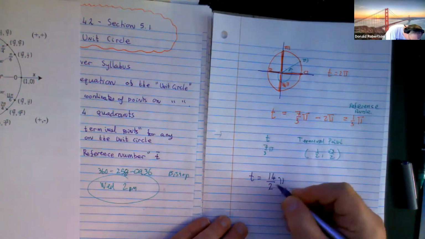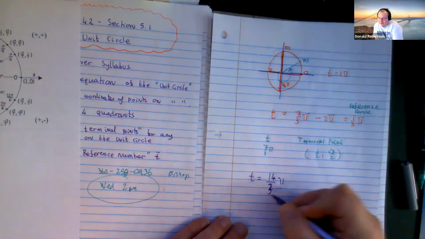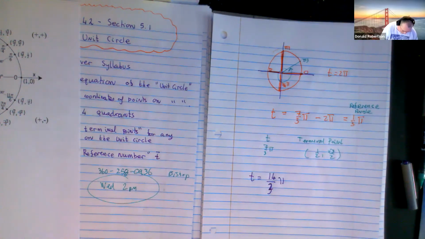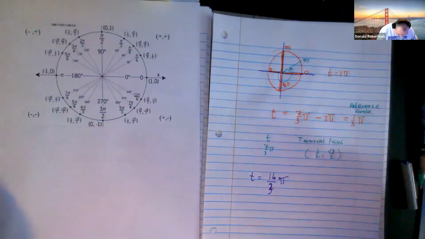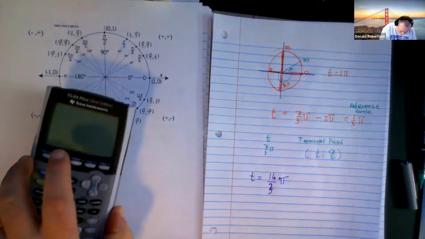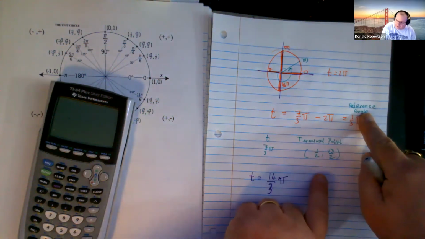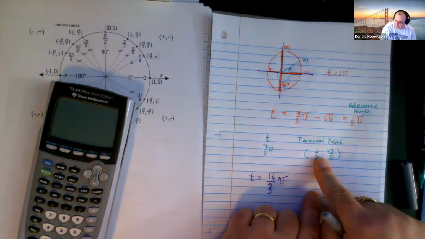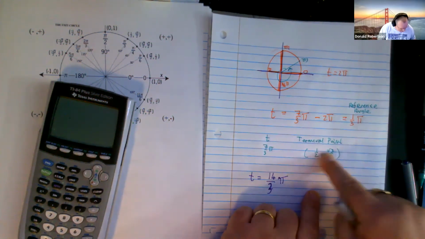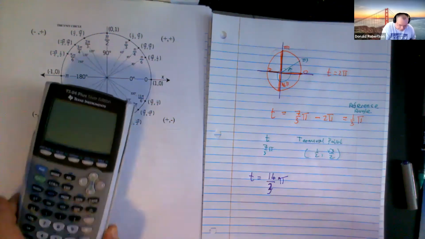14 thirds pi. And would you agree that's too big? You agree it's more than 2 pi? So we want to find what I'm going to call its reference angle, because once I know that, can't I now get the answer, which is what's the terminal point? What do you think I should do to 14 thirds?